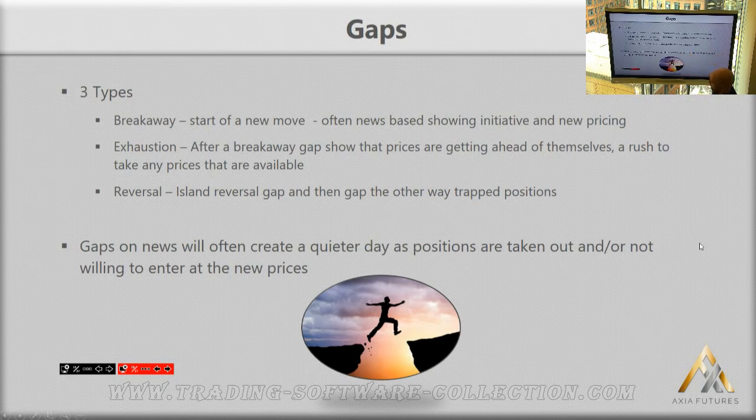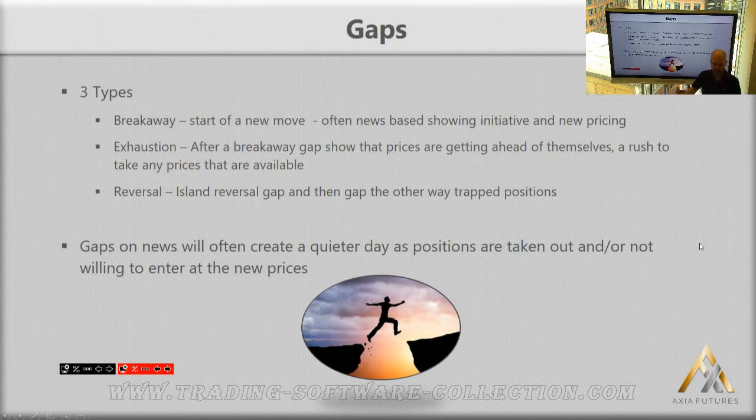But your three main types of gap, you get a breakaway gap. This is the kind of thing that starts to move off. This is the kind of gap that you want to be going with. Yeah, it is often a little bit news-based. You get that gap and the market goes with it, takes on that bit of news and runs. So that can kick off a move, brings you out of a current range, brings you out of a current area. Next up, you get an exhaustion gap, and this follows a breakaway gap.